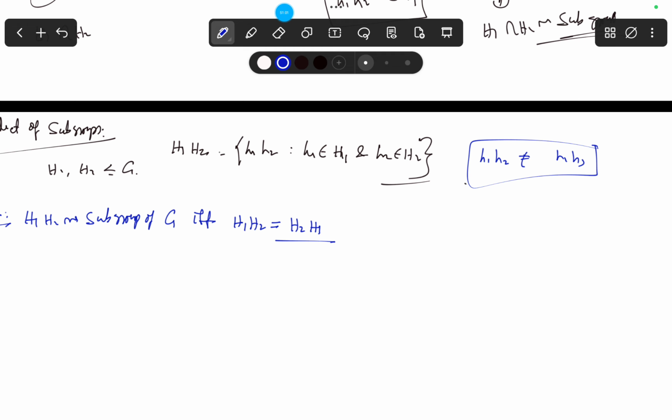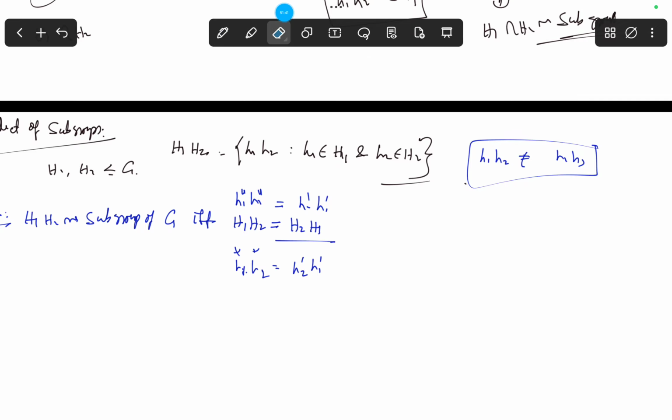It may not always be the same element by element. If you take H1 comma H2 from H1 and H2, this may not be the same coordinate-wise, but set-wise it has to be the same. That means if you take any two elements H1 and H2, that might be the same as another element H2 prime times H1 prime. Similarly, if you take H2 prime H1 prime, that can be the same as some element here, that is H1 double prime and H2 double prime. So H1 H2 and H2 H1 are the same as a set, but may not be the same coordinate-wise for each element.